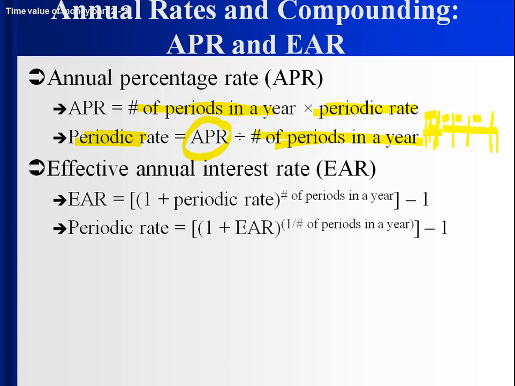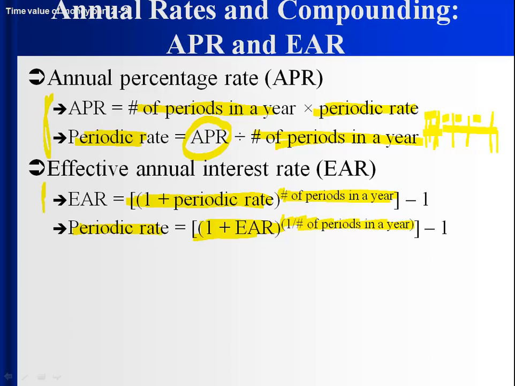EAR takes into account compounding. So you have 1 plus the periodic rate to the power of the number of periods in a year. So if it was quarterly, you would have 1 plus the quarterly rate, and since there's 4 quarters, it would be compounded to the 4th, or 1 plus the monthly rate to the 12th. So, APRs are easier to work with because it's just multiplication and division. Here you have to take things to the proper power in order to make sure to take into account interest on interest. If you want to back out the periodic rate, you have 1 plus the EAR, which is the annual rate, but it got there through compounding, so you take it to the power of 1 over the number of periods in a year.